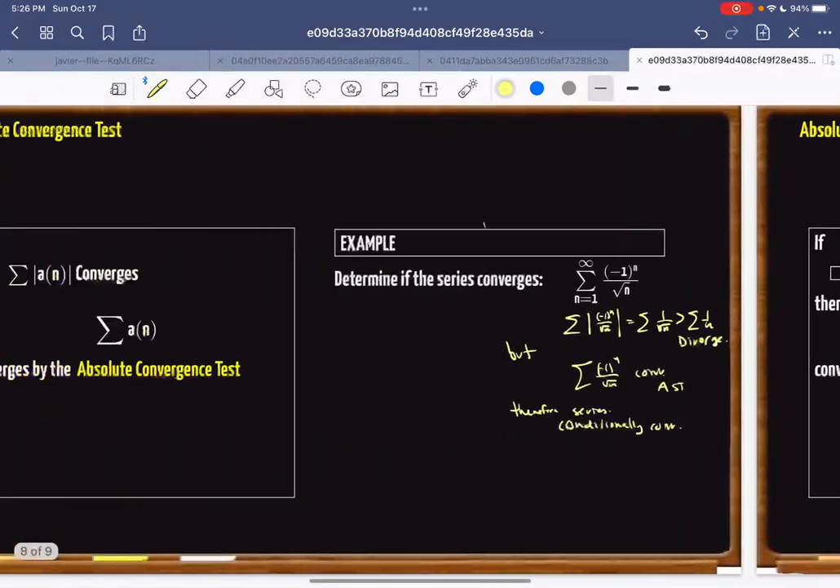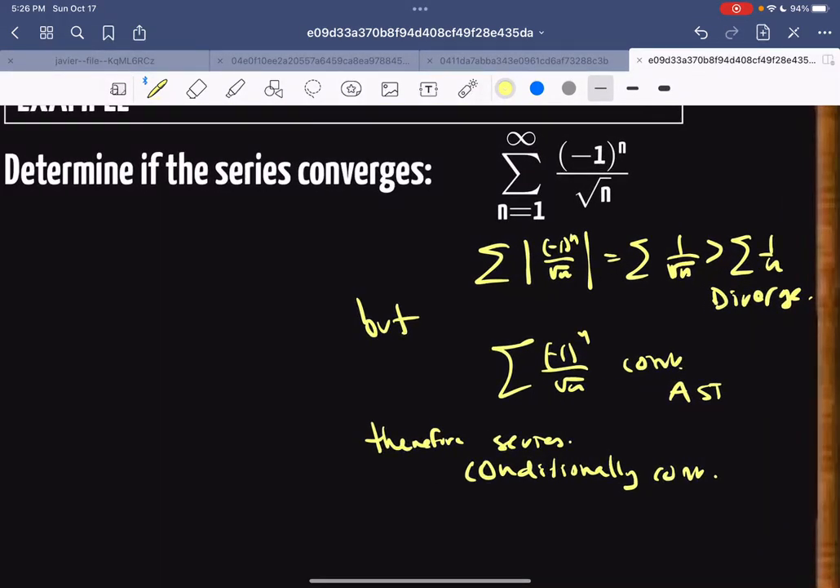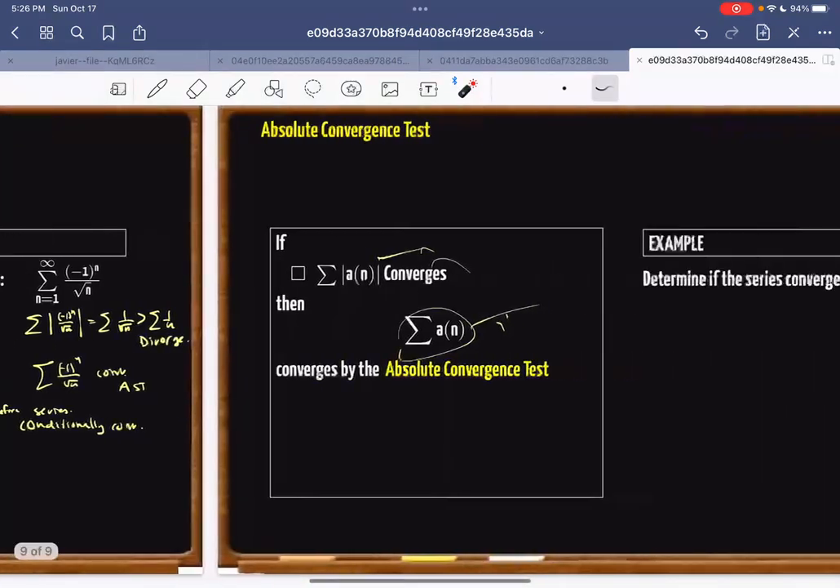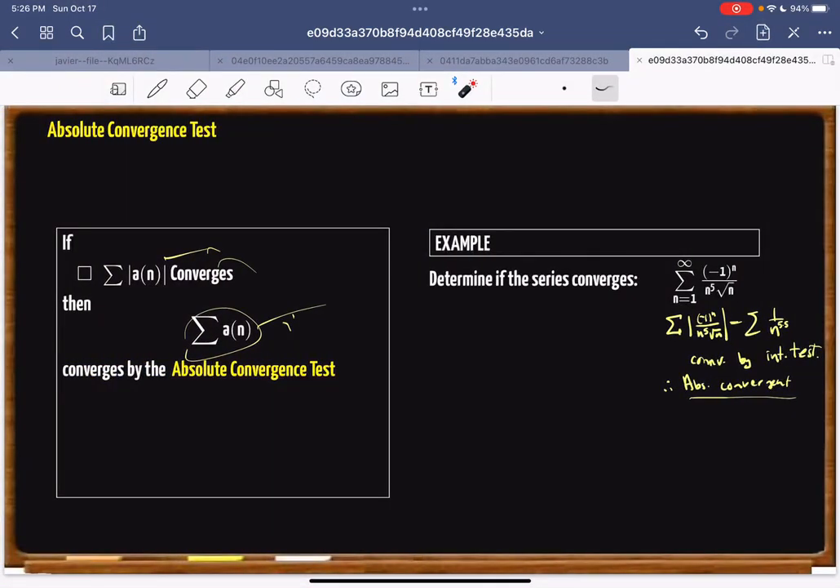That's very different than the previous one we did. This one, if you slap some absolute value here, you ruined it, it diverges. But if you leave it as the original one and use some other test, it converges. Then this one converges, but its absolute value version doesn't, so it's called conditionally convergent. Okay? And that's about it.